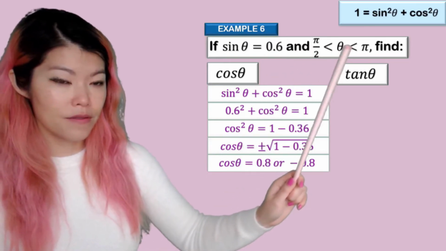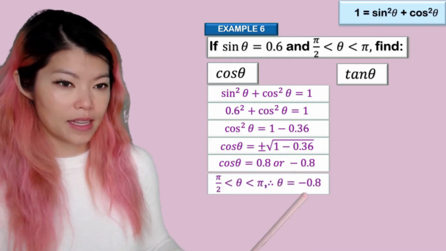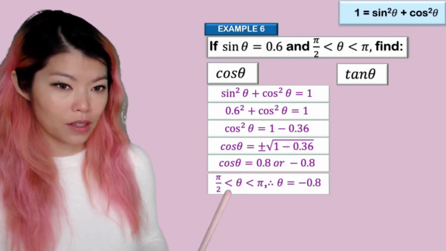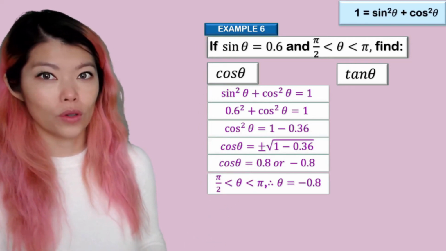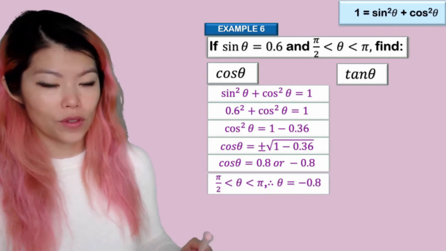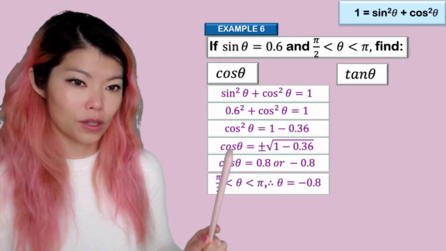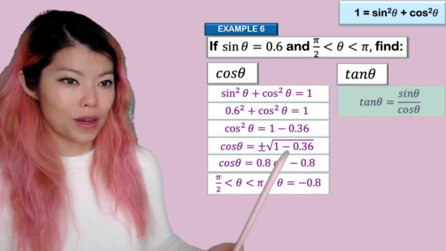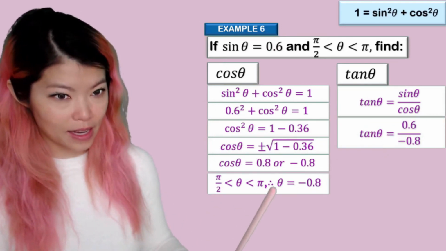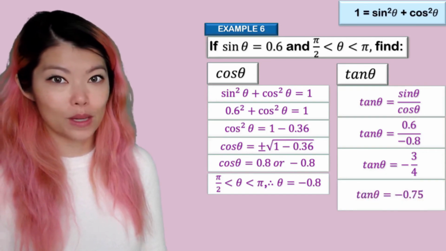And because our domain is the second quadrant, we know that it has to be negative 0.8. Cos is negative in the second quadrant. That is not a solution. So remember the statements you used to do when we were measuring lengths, and we said a length has to be positive, therefore the answer is, well, we have to do that here. So the angle has to be in the second quadrant, therefore cos must be negative. What about tan theta? Well, we know tan is sine over cos, and we have sine and we have cos. So now we have 0.6 over negative 0.8, and therefore tan is negative 3/4, or otherwise negative 0.75.